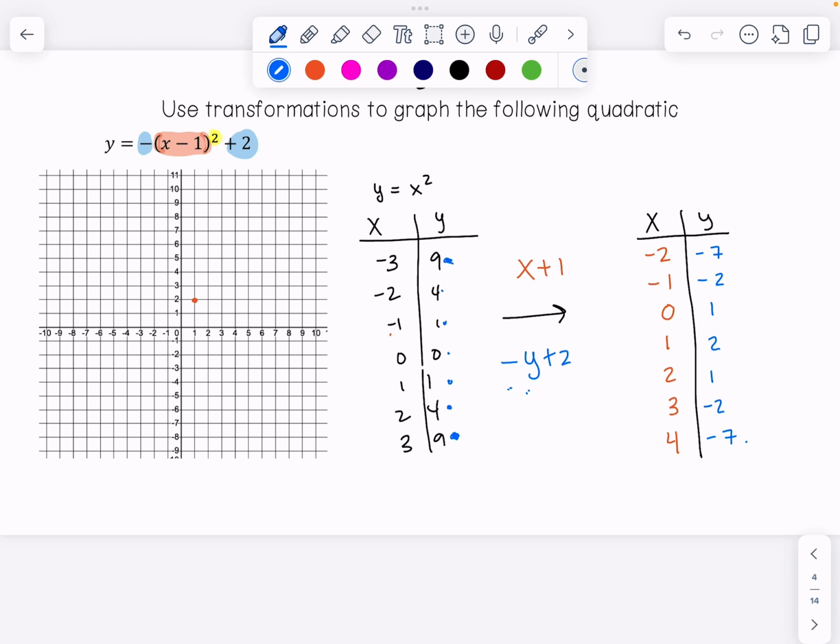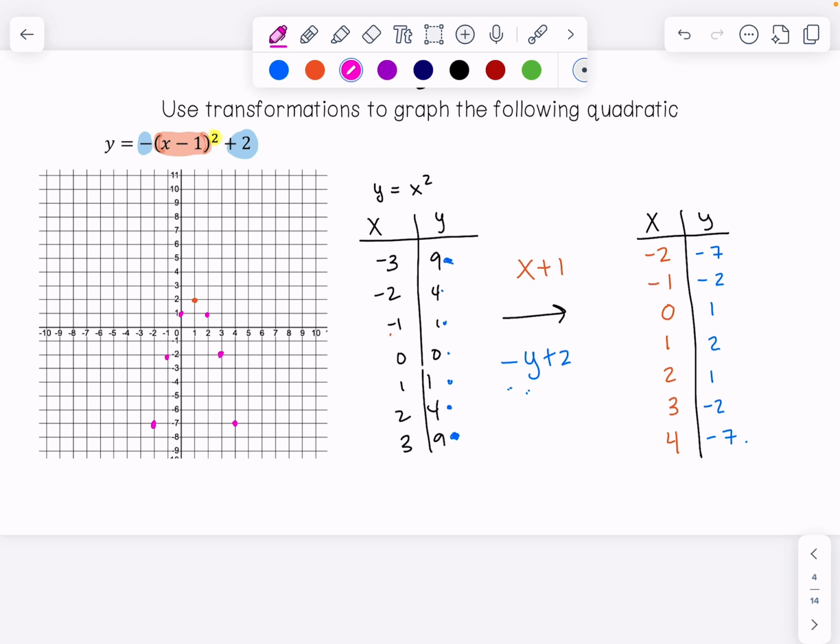So I took my original values, I put them through the transformations, and I was able to find my new values. I can now just go ahead and plot each of these. I'm going to use pink because it's my transformed function. So I'm going to have (-2, -7). I am also going to have (4, -7). I can plot these at the same time. I have (-1, -2) and (3, -2). I have (0, 1), and I have (2, 1).